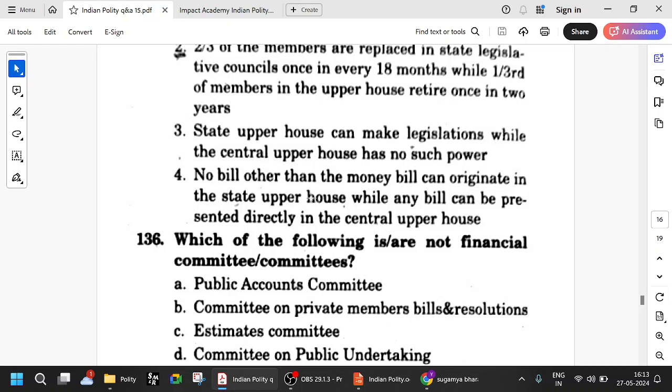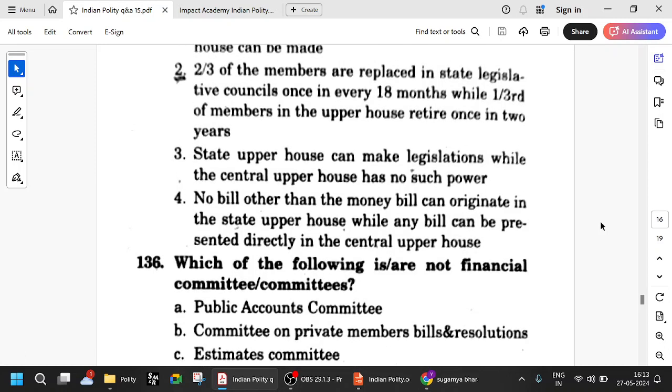Okay, in the upper house, that is Rajya Sabha, money bill cannot originate. Money bill can only come from Lok Sabha. While any bill can be presented directly in the central upper house. Okay, so that's also wrong. Any bill means if you're talking about money bill also, then it cannot be introduced in the Rajya Sabha. The central upper house means Rajya Sabha. Okay, state upper house means the MLC.